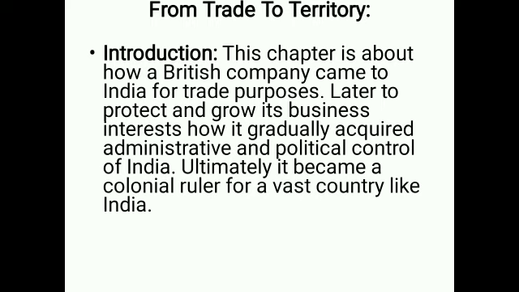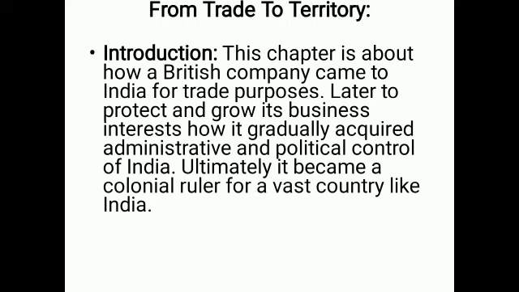We are going to start the history chapter 2, From Trade to Territory. Let us start with the introduction of the chapter. This chapter is about how a British company, that is East India Company, came to India for the purpose of trade and later on became the master of India. Later, to protect and grow its business interest, it gradually acquired administrative and political control of India. Ultimately, it became a colonial ruler for a vast country like India.